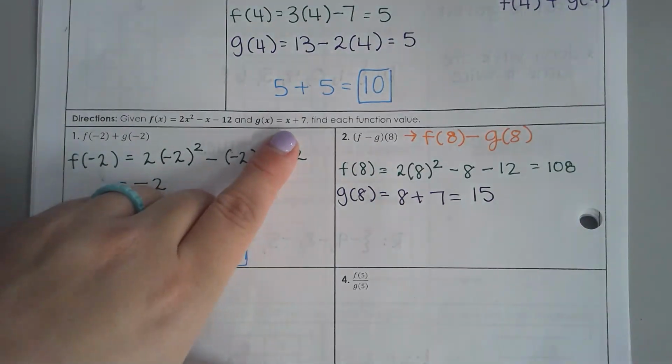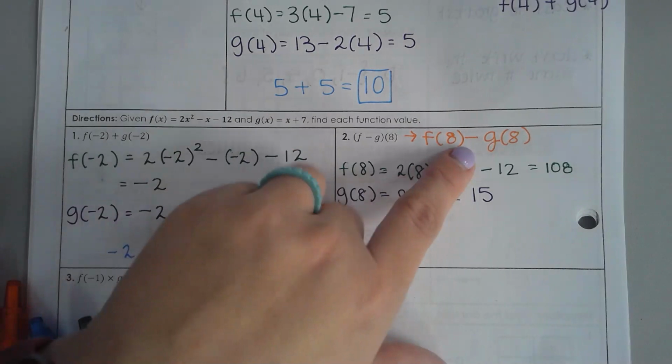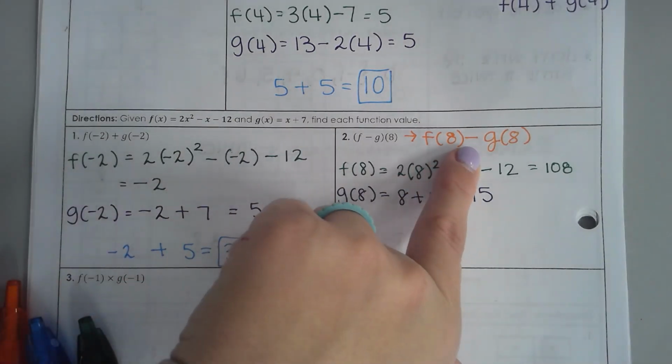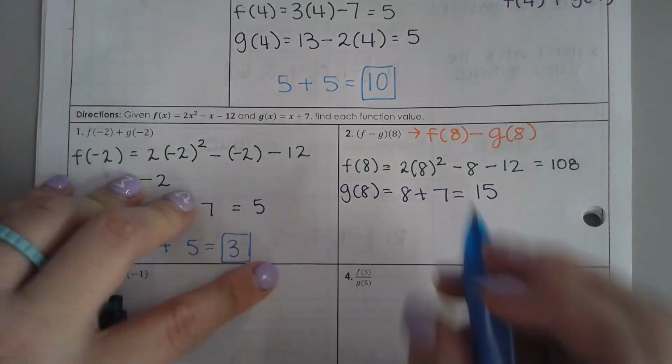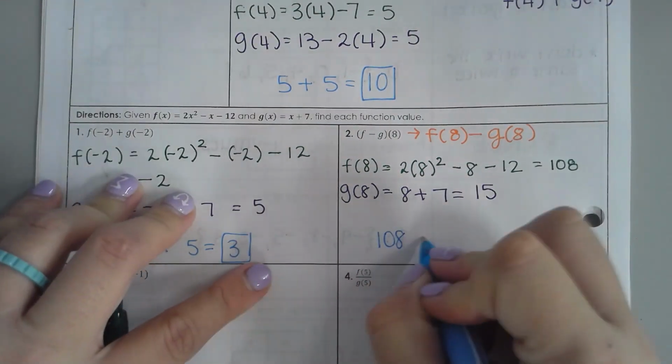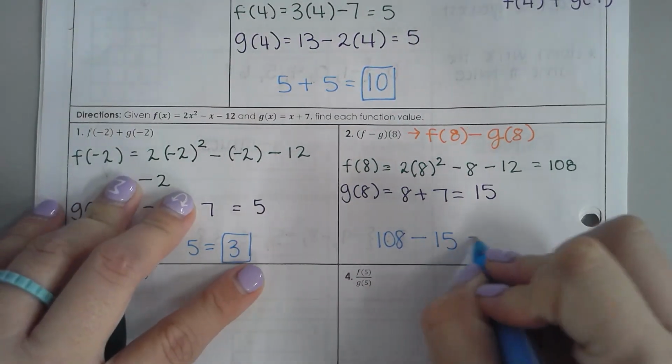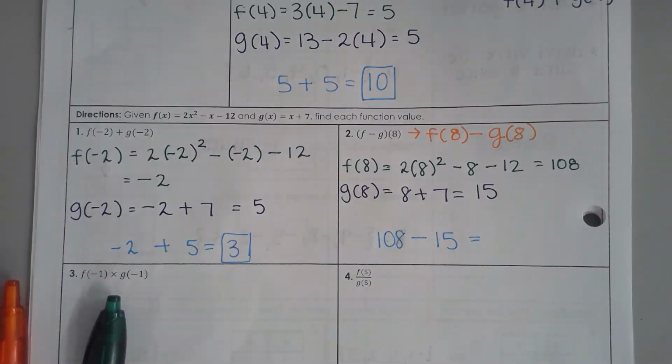15. And then my problem did not ask me to add them. It asked me to subtract. So I will do 108 minus 15. And Sally, what is that? 90. Good job. Are there any questions so far?